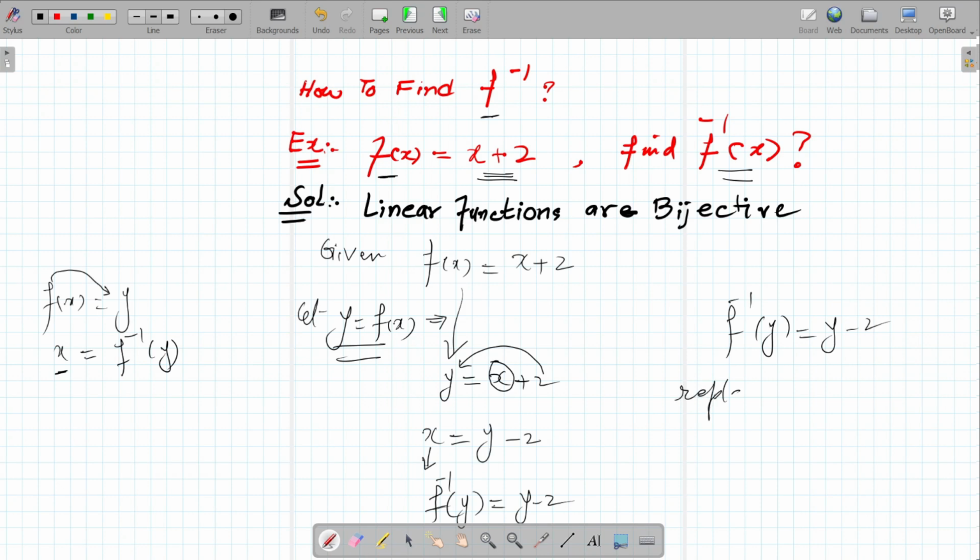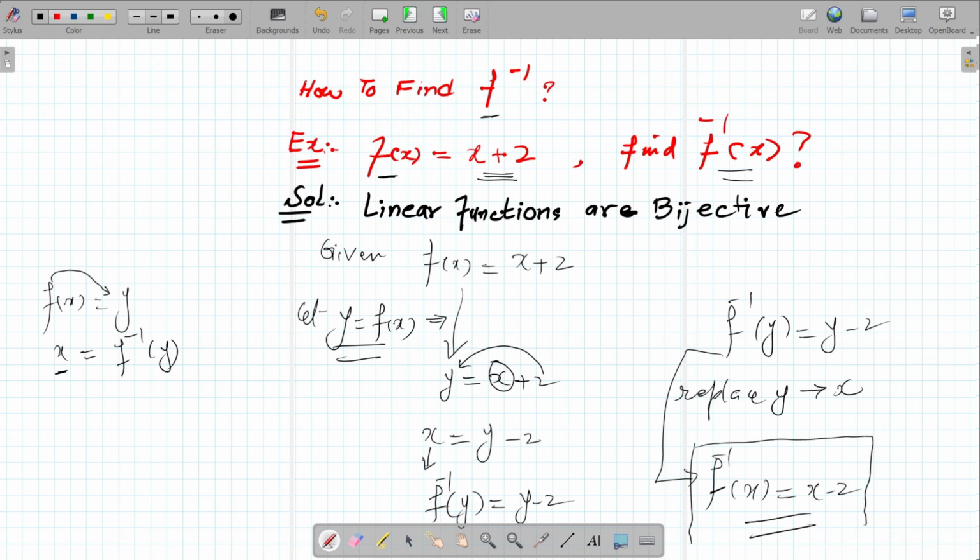Next step is to replace y by x. So this is going to be f inverse of x equals x minus 2. So this is the required inverse function f inverse of x for the given function f of x, which is x plus 2.